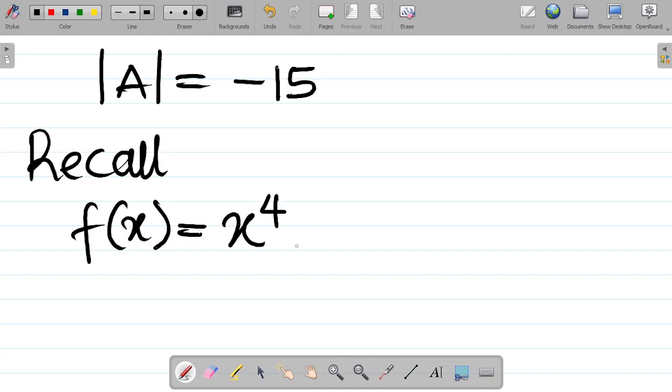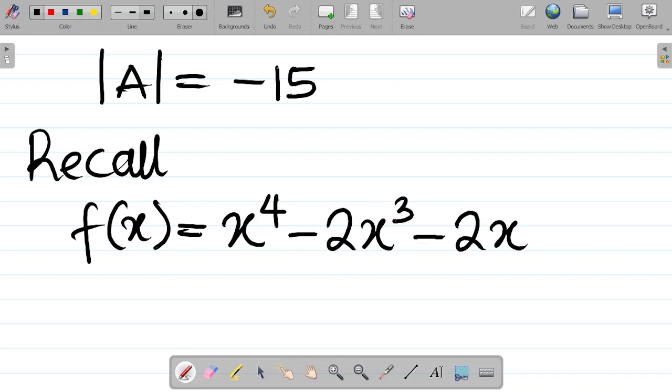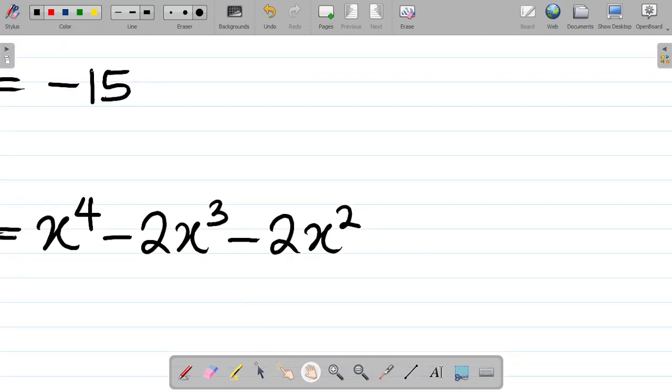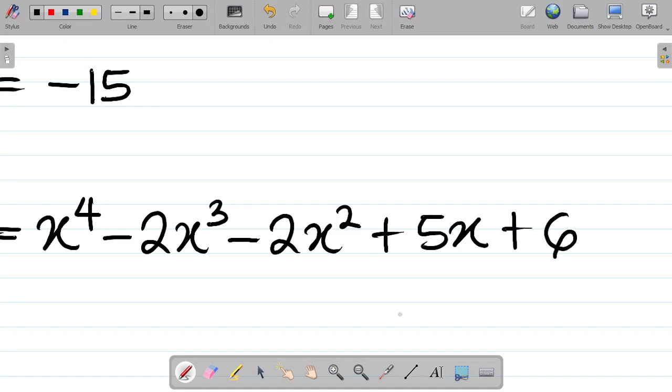So recall the function. Recall that f of x is equal to x to the power 4 minus 2x to the power 3 minus 2x to the power 2 plus 5x plus 6.